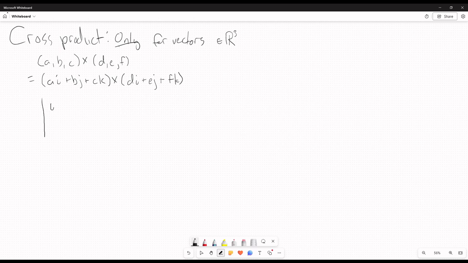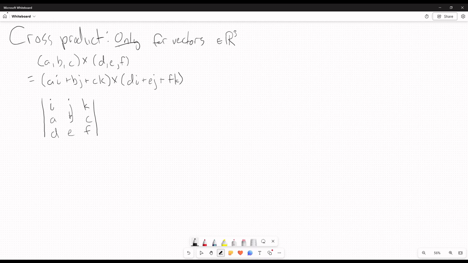So I'll explain what we mean by that. We're going to take the determinant of a matrix whose first row is IJK, whose second row is the first vector we have, ABC, and whose third row is the second vector we have. And order is going to matter here. I'll let you experiment with that a little bit. Well, we'll see an example here.